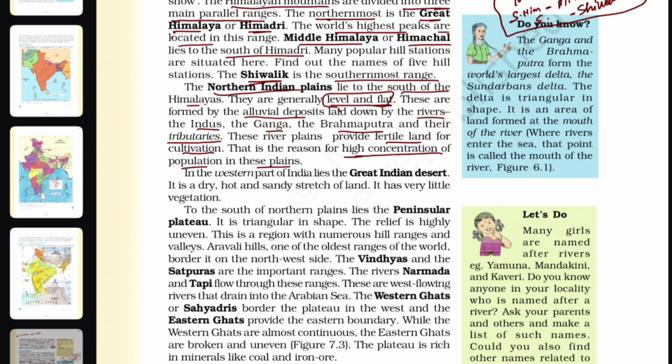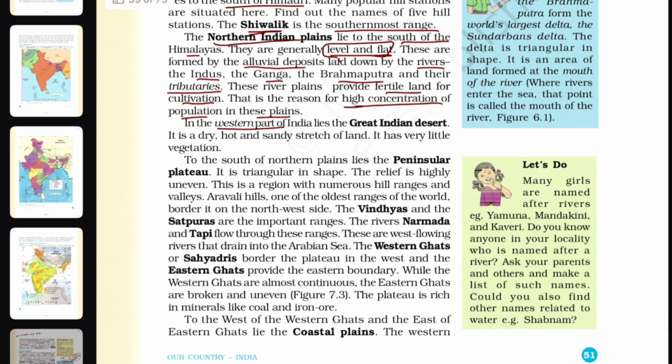Okay, in the western part of India lies the Great Indian Desert. It is a dry, hot, sandy stretch of land with very little vegetation. Okay, so if you see in the west of India, there is the Great Indian Desert, which is very dry, hot, and sandy, with very little vegetation.